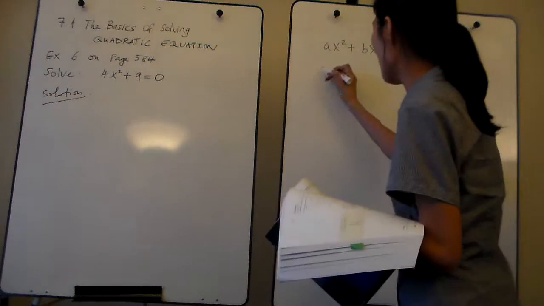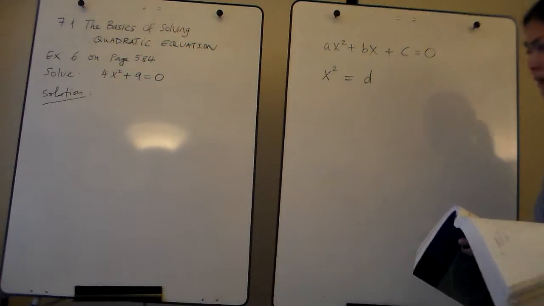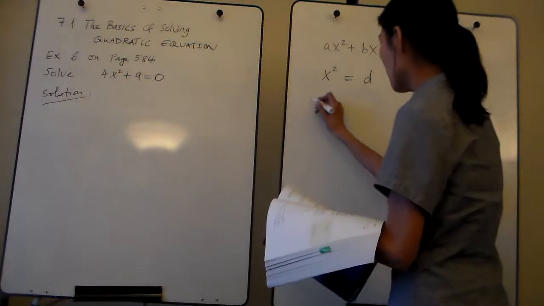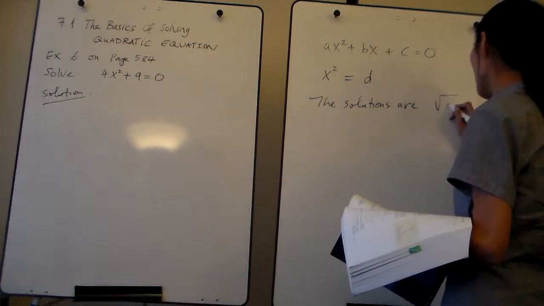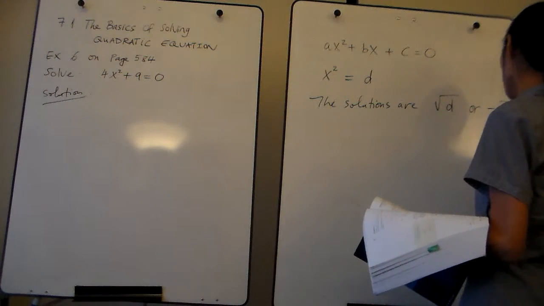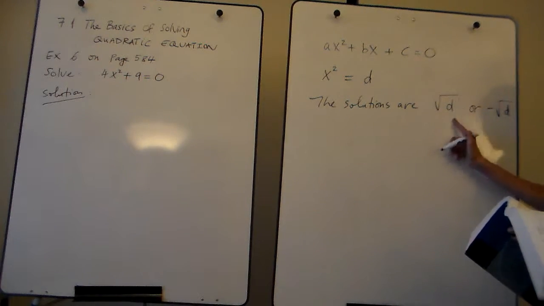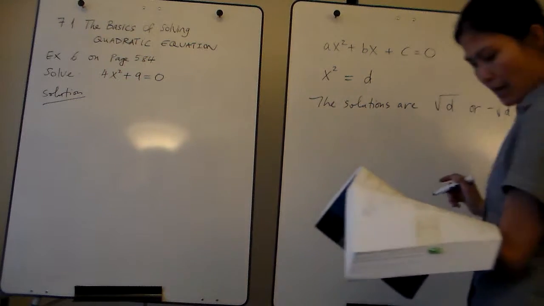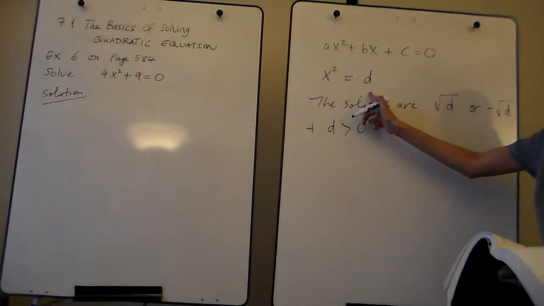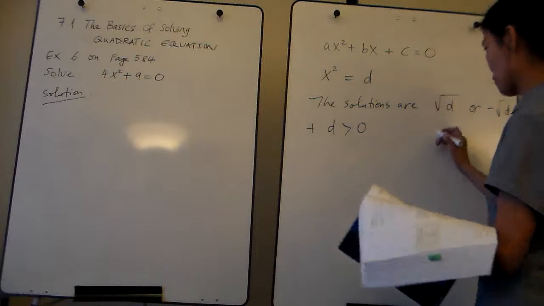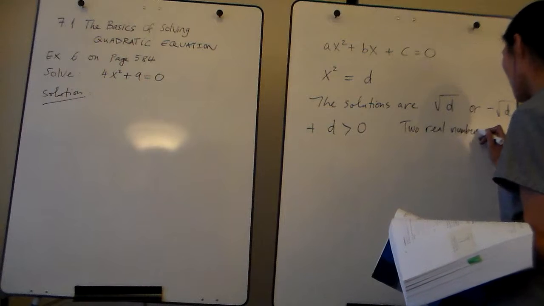Let's say you have the equation x squared equals d. The solutions are square root of d or negative square root of d. And when d is positive, when this constant d is positive, there are two real number solutions.